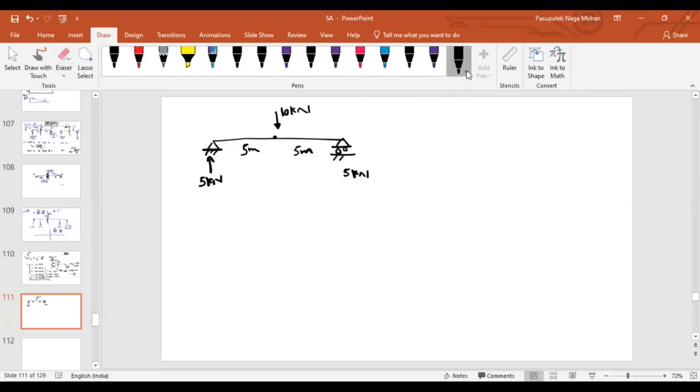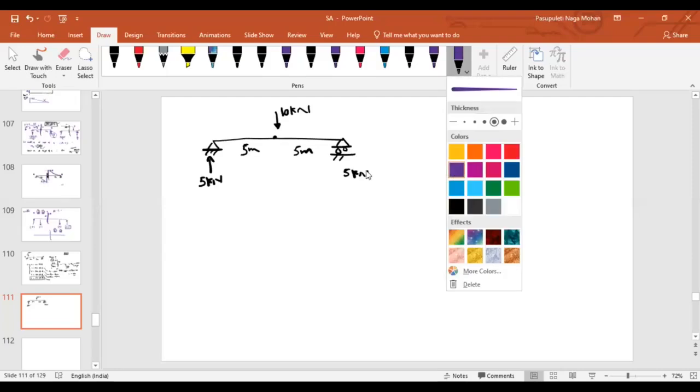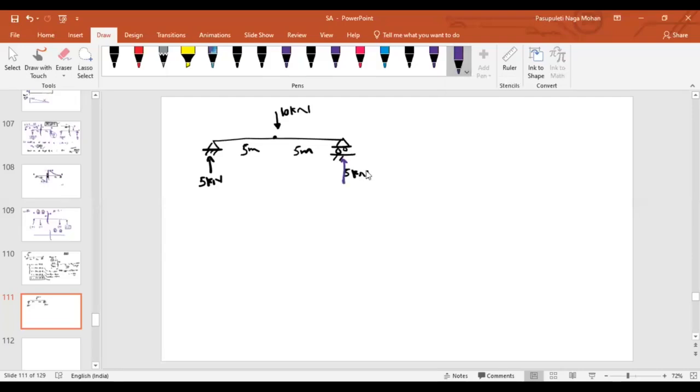Now, let me draw the shear force diagram. As you can see, right side upward. What is the shear force? Right side upward. Right, left, right. Minus. Minus sign, sir.